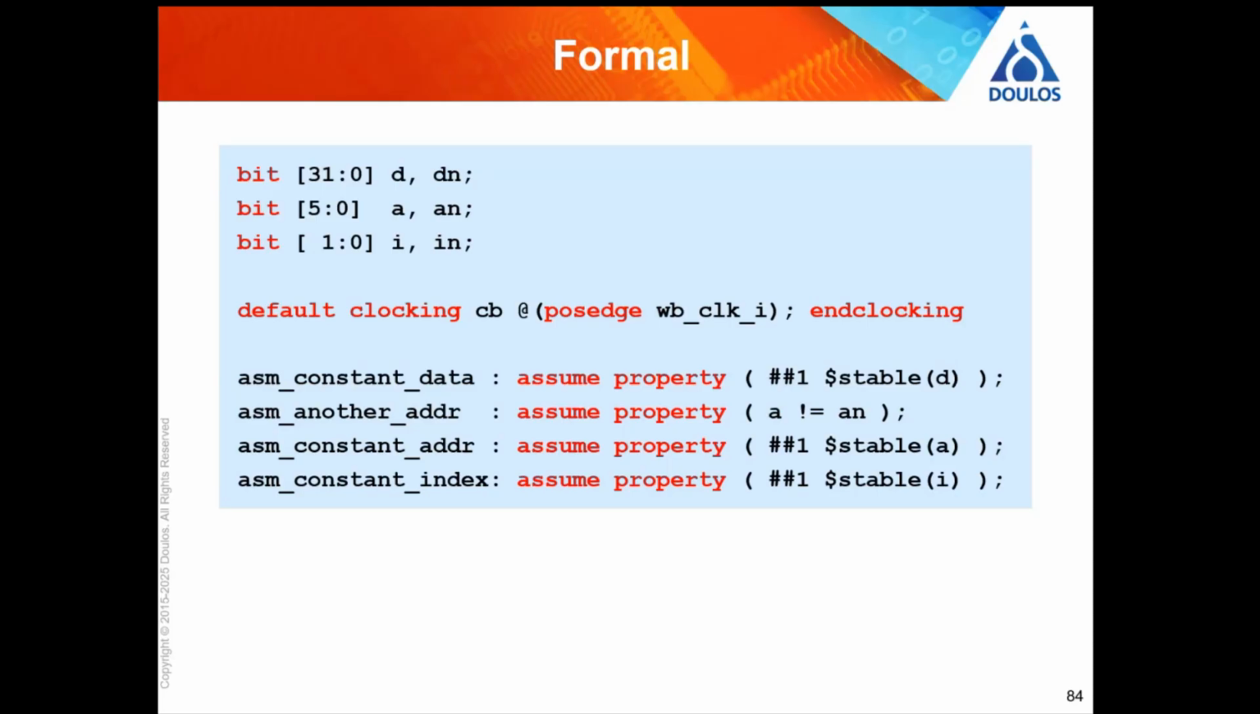And some of the rules are assumptions, so you need to say what the legal inputs are. So we've got some assumptions here saying that the data isn't going to change. We've got two different addresses. So we've got one address that's going to be different to another address. You'll see why that is. The address isn't going to change, and ignore I. That's just low-level detail to do with the design under test, not to do with formal.